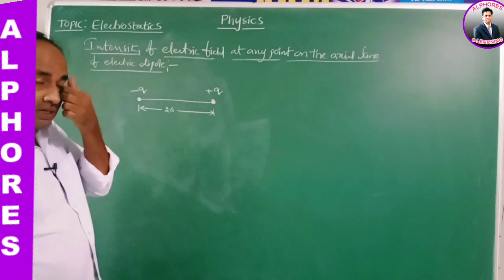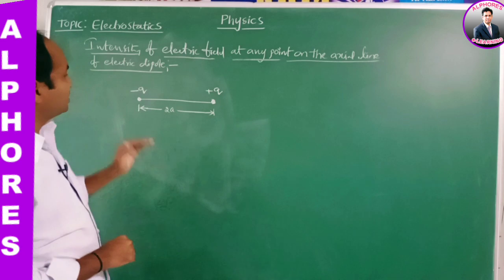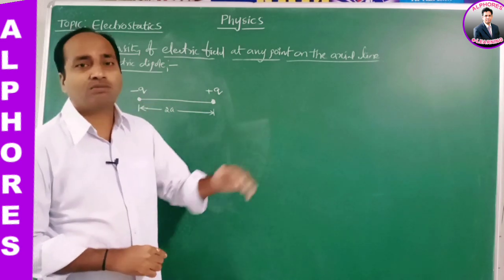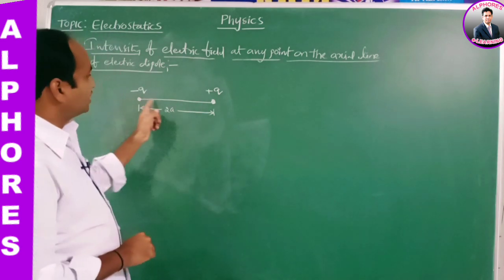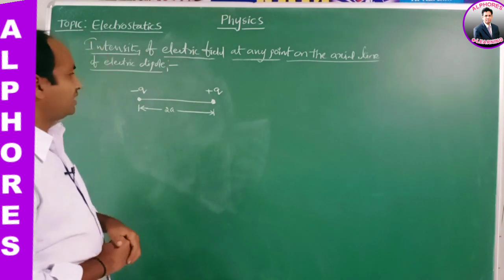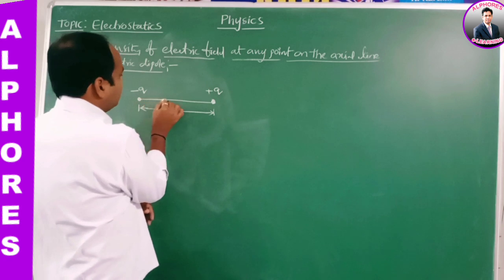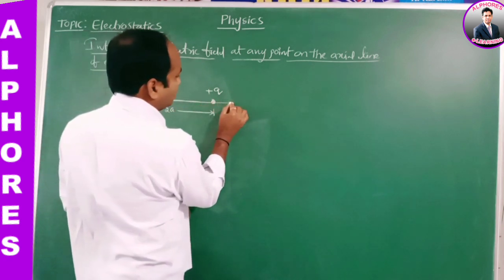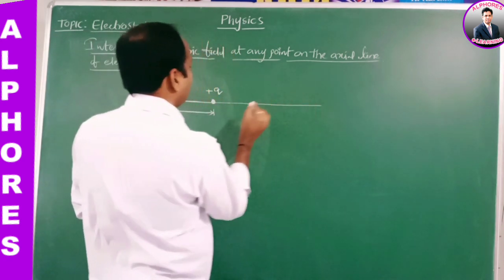Now what is the axial line here? The axial line is the straight line passing through the system of two charges. So now let us draw an axial line which passes through the system of two charges.